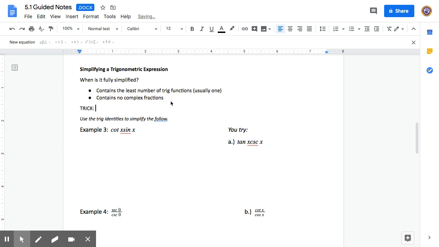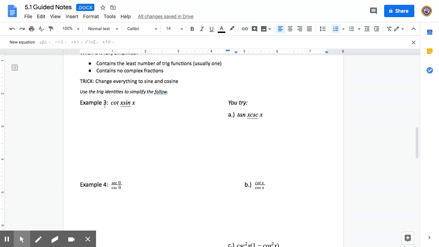The trick to doing this, change everything to sine and cosine, if you can. So that usually is a trick that works in most cases. If you're already given a sine and cosine, definitely do that. But yeah, so that is the trick.